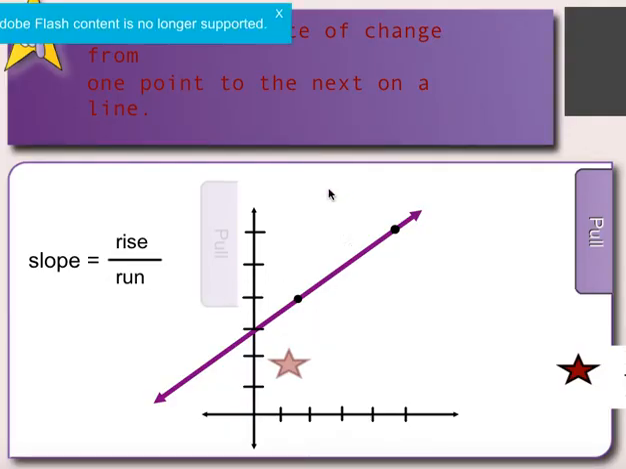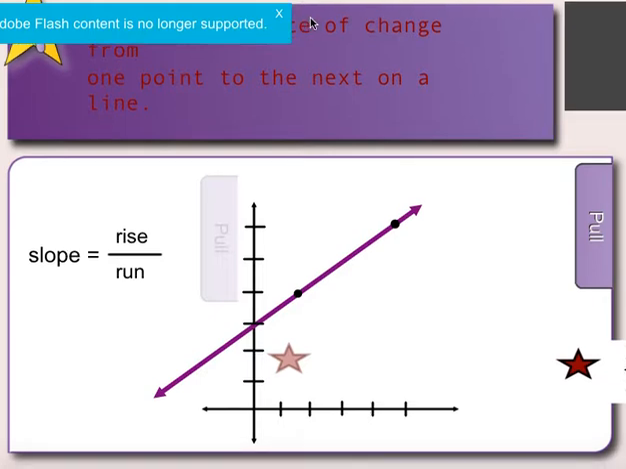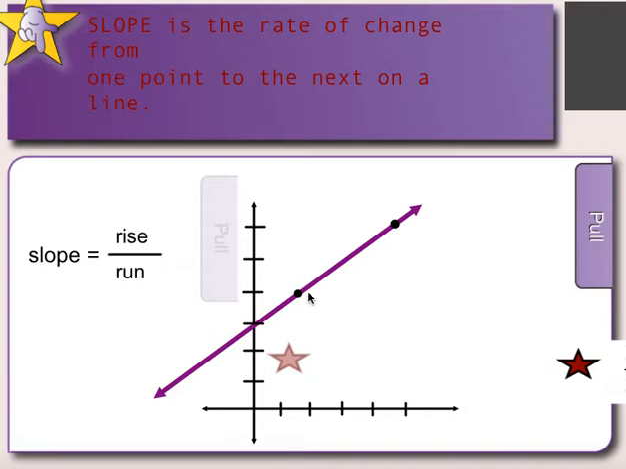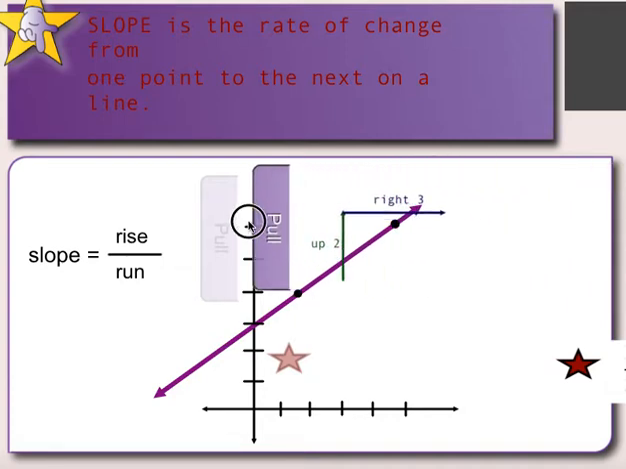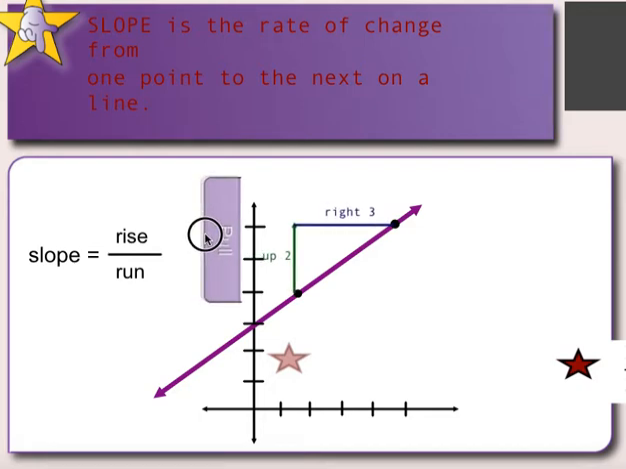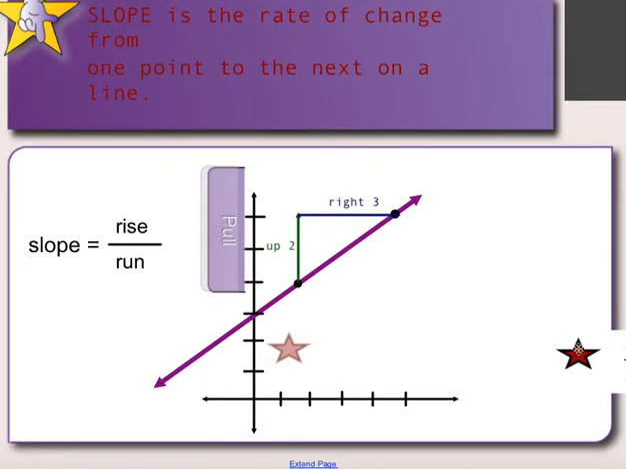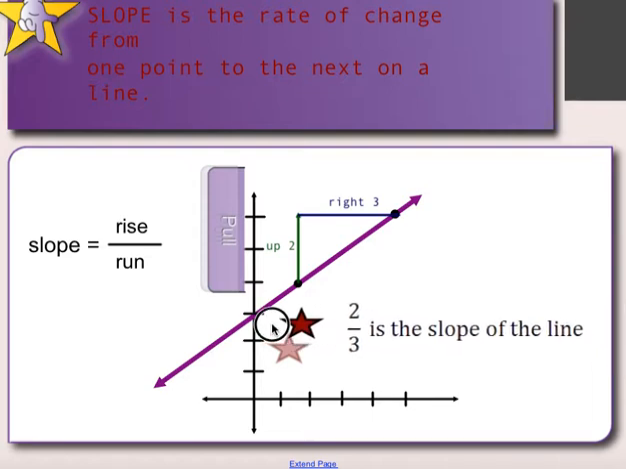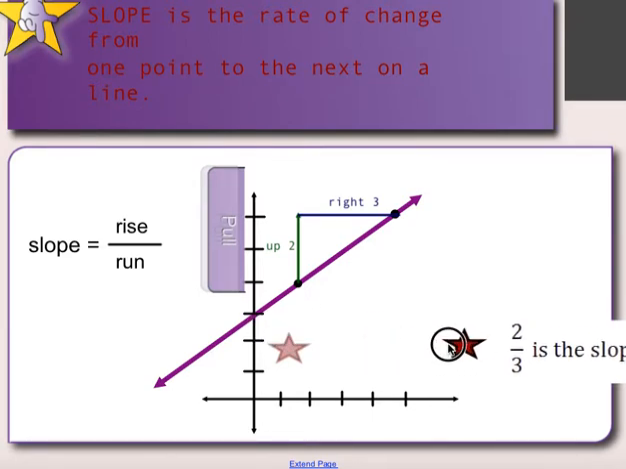So looking at this graph, we want to say, what is the rate of change for this graph? And we say, from this point to this point, what is the rise over the run? Well, we can say that we are going up 2 and over 3. So we would say that the slope of this line is 3 over 2. Or, sorry, let me say that again. We're going up 2, so our rise is 2. So 2/3 is the slope of the line. Okay.